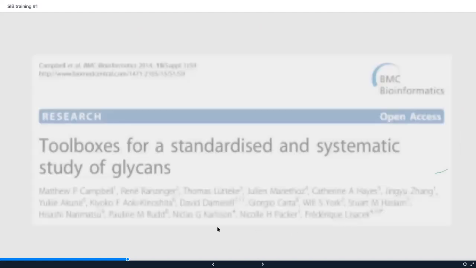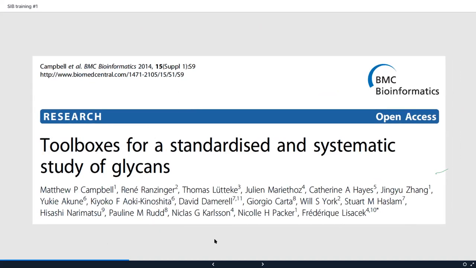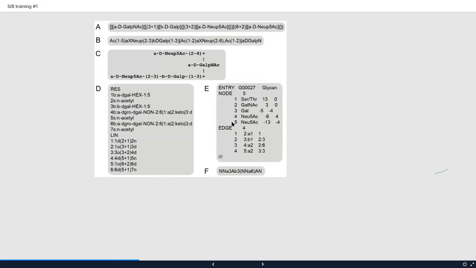You can see that a lot of us published this paper in 2014, saying that we really need to standardize and systematize the way we study glycans so that computers can be helpful. So these are examples of the way you can describe a glycan. This is a linear way to do it. This is another linear way. This is a two-dimensional way. This is another text way of doing it, and another text way of doing it.